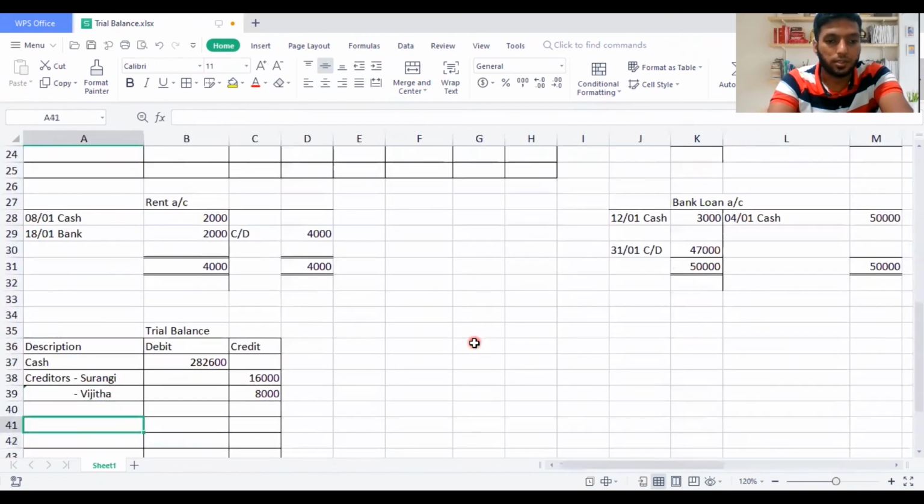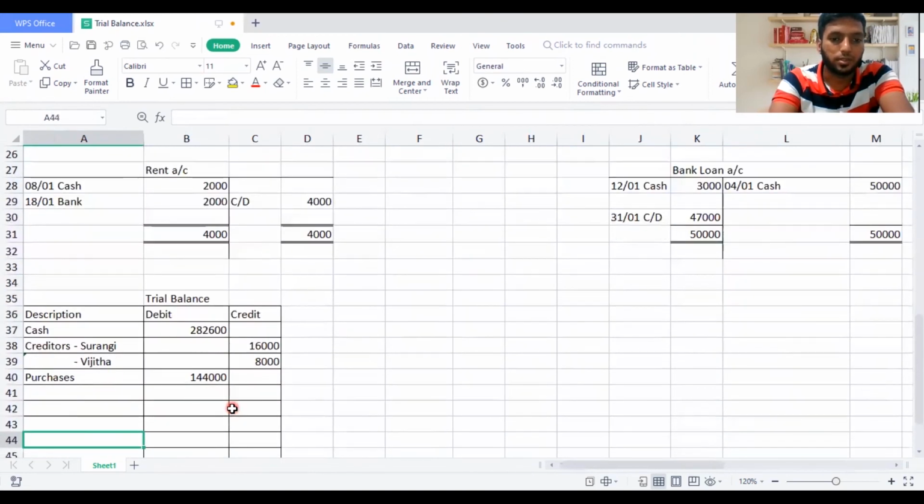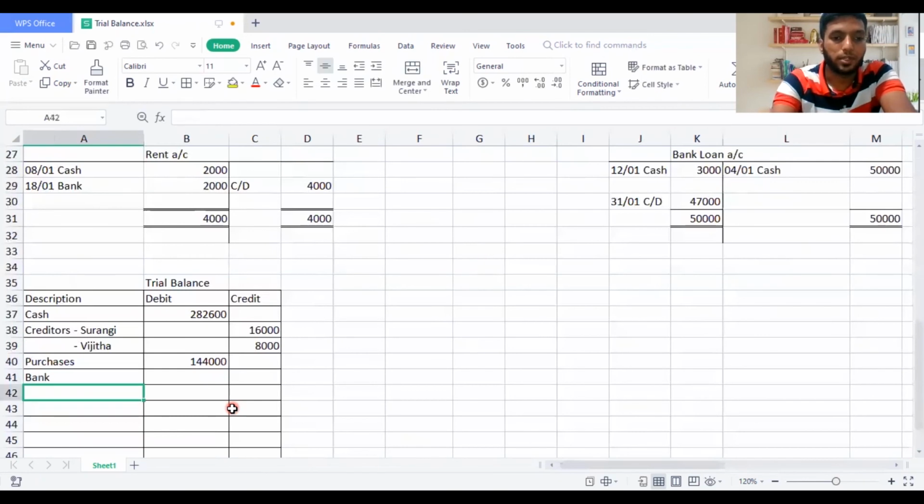So I'll record it as purchases, 144,000. That recording is also done. Then we move on to the next part. I'll finalize the bank account also. You can see on the credit side, 18,200. Bank is an asset, so it should come as brought forward on the debit side, which means bank will have a debit balance of 18,200. Then we move on to the next part of the sum.